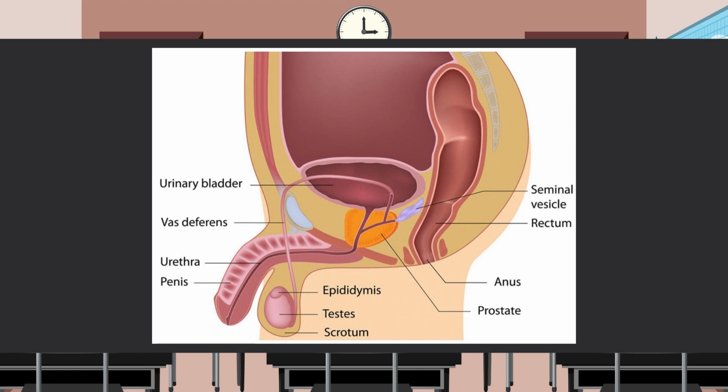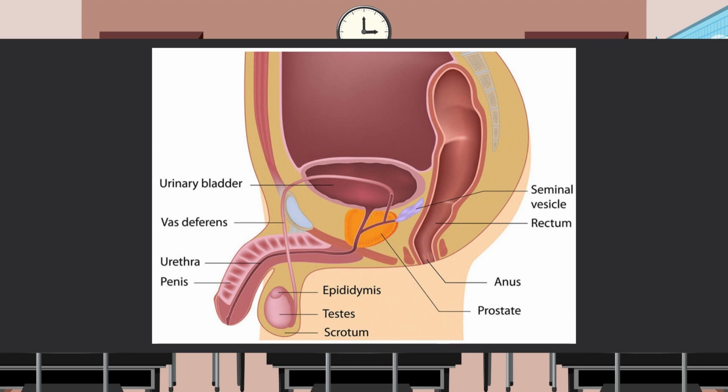So we have the different parts of the male reproductive system. We have the testes or the testicles. As you can see here in the slide, the different parts. The testes or the testicles are the male gonads. They produce sperm cells. Next we have the epididymis. This stores newly formed sperm cells up to the vas deferens. The vas deferens is a passageway of sperm cells from the epididymis to the urethra.